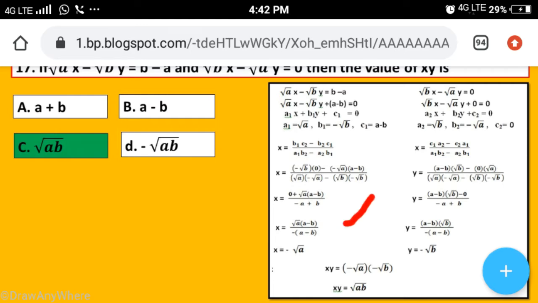So from this method we can get the value of x as minus root a and the value of y as minus root b, and the product xy becomes minus root a into minus root b, that is equal to root of ab. Option C is the correct answer.